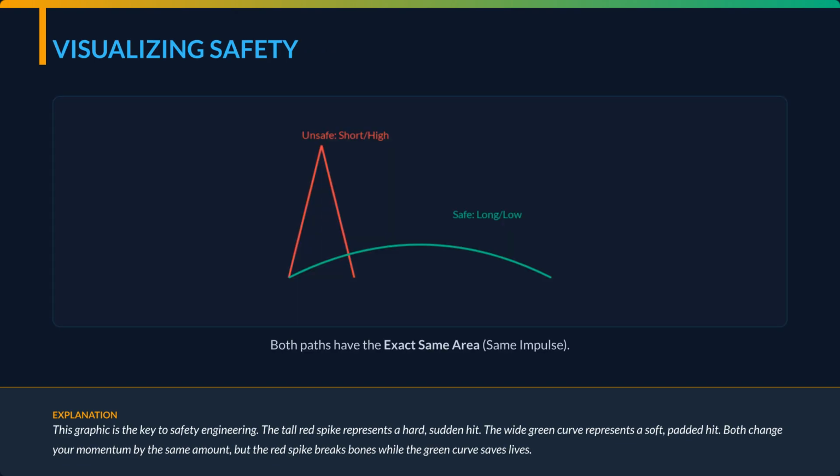In safety engineering, a hard, sudden hit is represented by a tall, short force spike. A soft, padded hit is a wide, low curve. Both represent the same total impulse, but the wide curve saves lives by reducing the peak force.